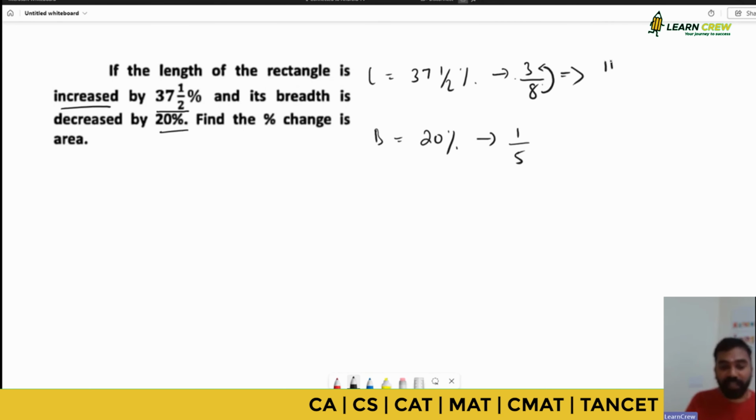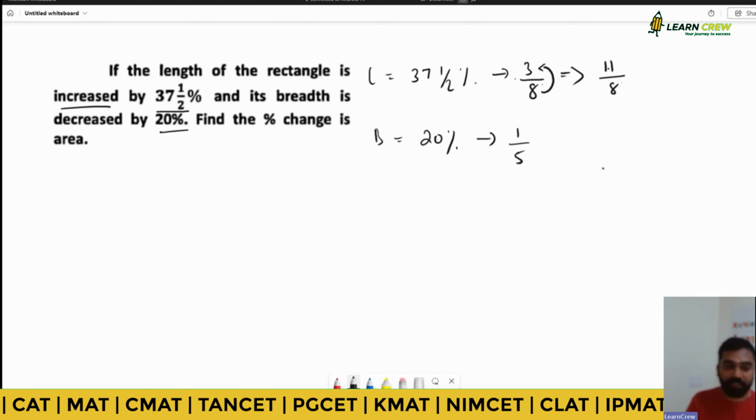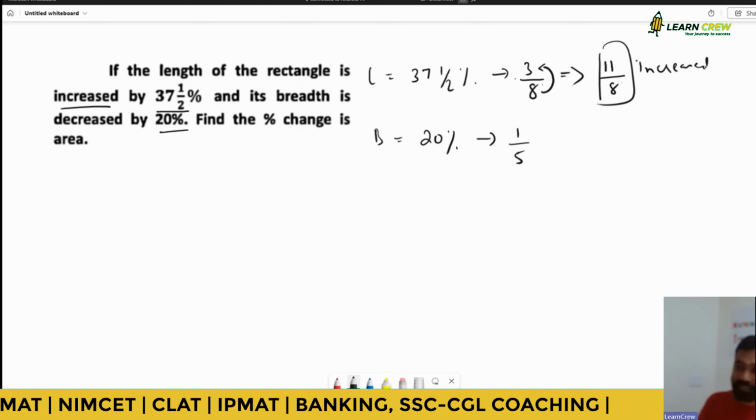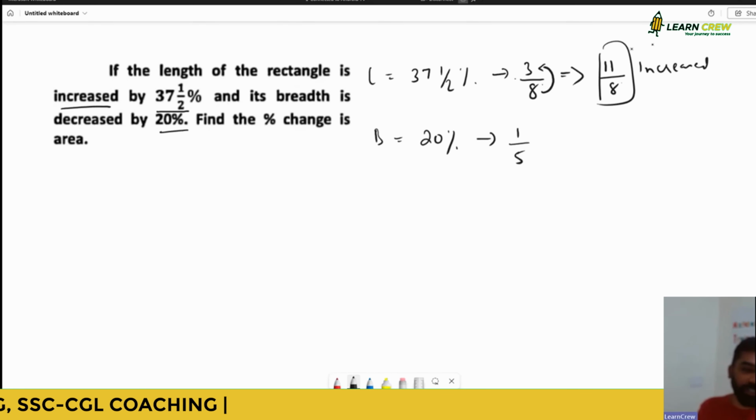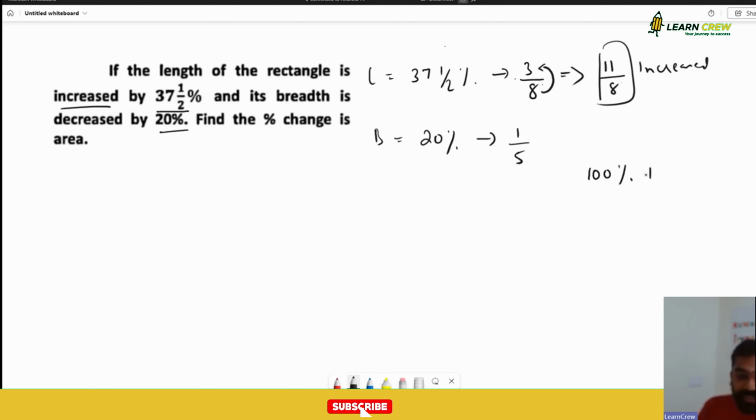So the new fraction is going to be 11 by 8, right? This is the increased part. If you do not understand, for those people who are new, what is meant by increased by 37.5%? It was actually 100%, and we are increasing it by 37.5% extra.